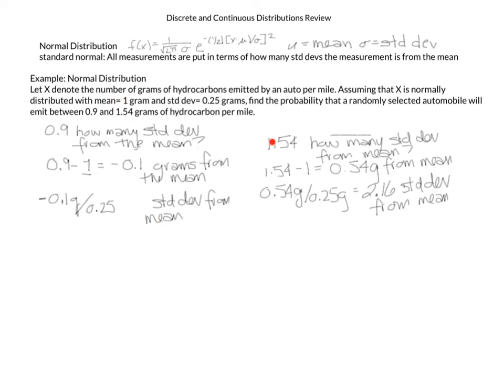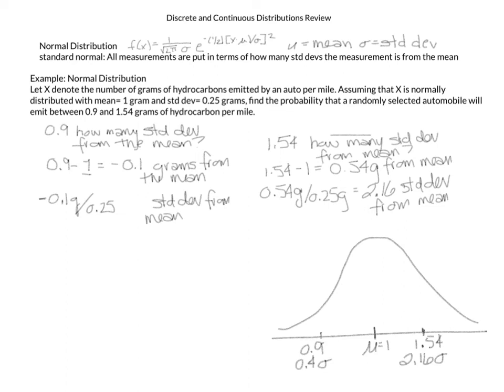Similarly, I look at 1.54. So how many standard deviations are we away from the mean? Well, we're 0.54 grams away from the mean. Again, I just subtracted the mean from 1.54. And then I divide by the standard deviation. So we are a little more than 2 standard deviations away from the mean in the positive direction.